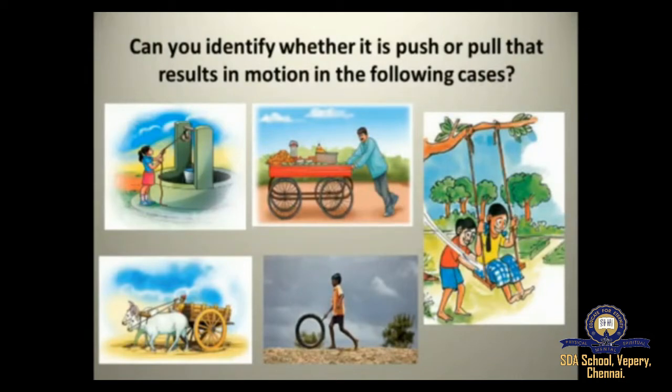In the third picture, the man is pulling the bull towards him, so it is a pull. In the fourth picture, the boy is pushing the wheel, so it is a push. And in the fifth picture, the boy is pushing the swing to and fro, so it is a push. Students, can you get it? What is the difference between the push and the pull?